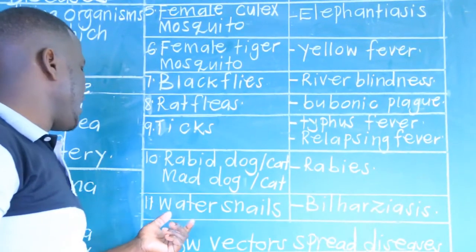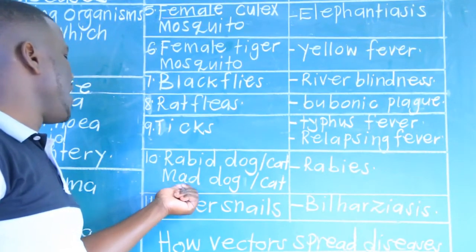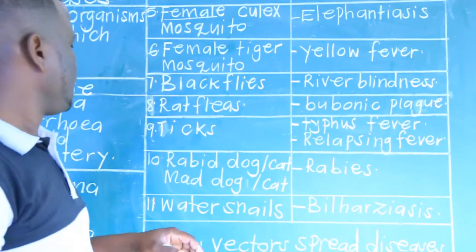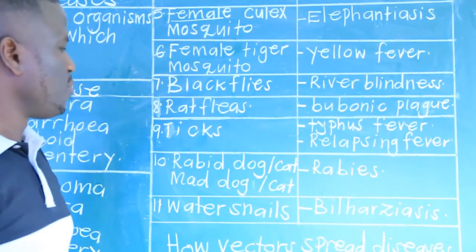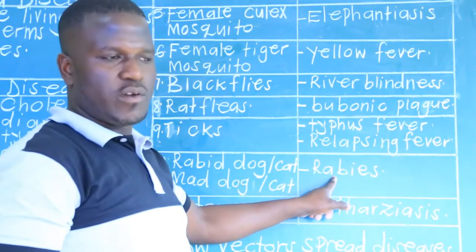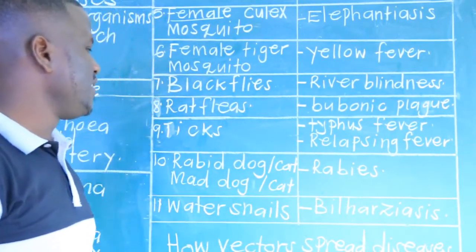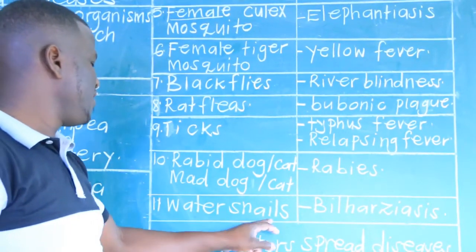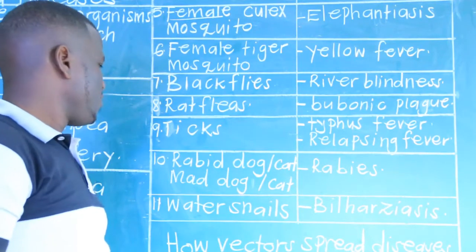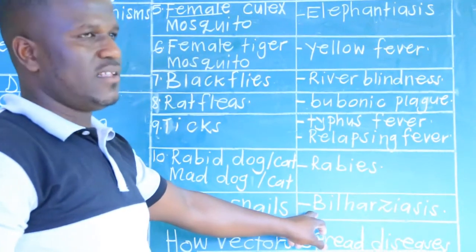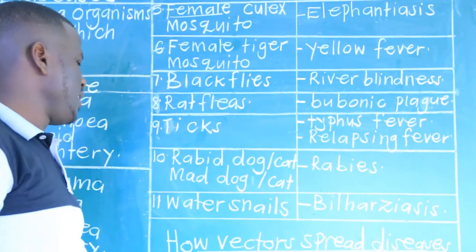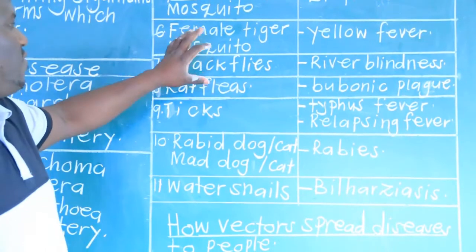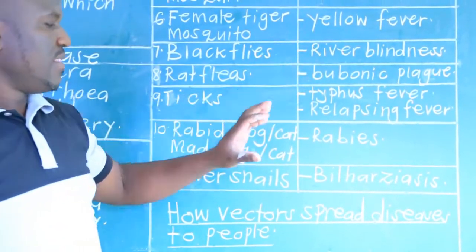Rabid dogs or rabid cats can also be called mad dogs or mad cats. Dogs which are mad, they are rabid, they spread a disease called rabies. Number 11, we have water snails. Water snails spread bilharziasis. So this is a summary of vectors and the diseases they spread.